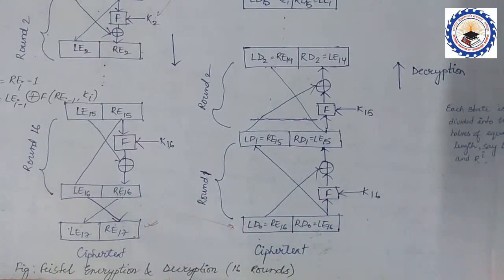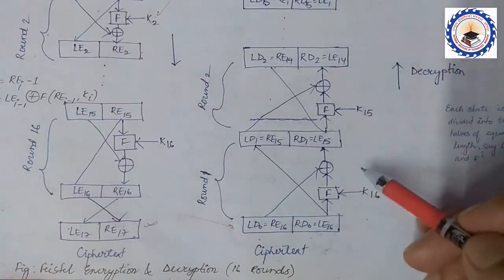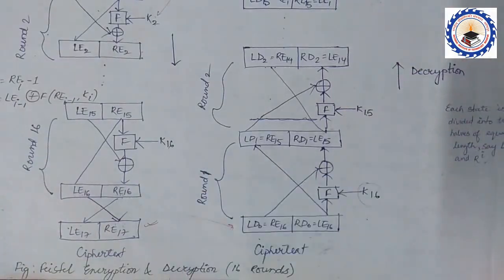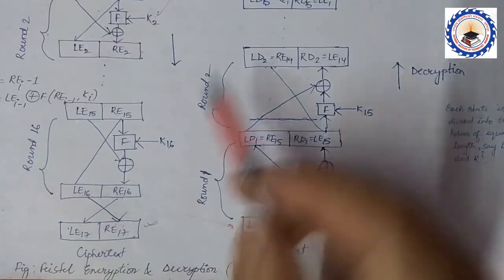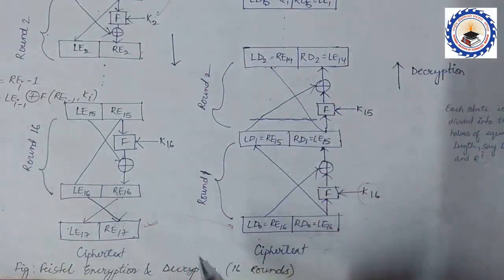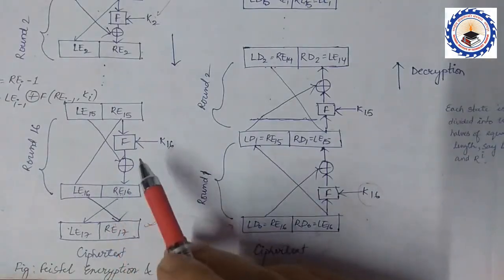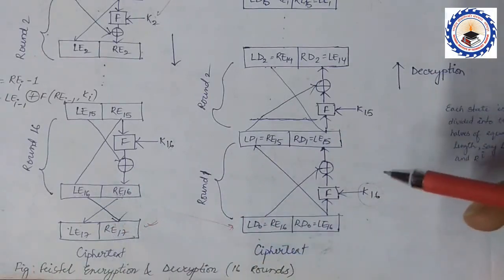We made the inputs here, and then we start with K16, K15, up to K1. This K16 is the same key that we used for encryption. This K15 is also the same key used in encryption. So once the main key has generated the subkeys, those subkeys will be used in both encryption and decryption. The only thing is that encryption follows the top-to-bottom approach, and decryption follows the bottom-up approach.